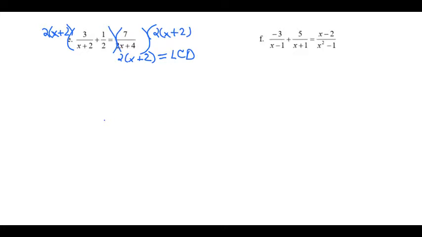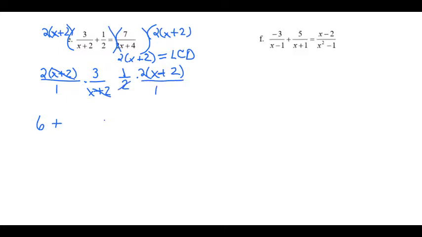All right, and so if we do the work down here, if I do 2 times x plus 2, and again, put it over 1 if it helps, times 3 over x plus 2. My x plus 2's will cancel, and I'll still multiply together the 2 and the 3, so it will give me 6. Plus, now I'm going to do 1/2 times 2 over x plus 2, or times x plus 2 over 1. My 2's will cancel out here, and I'm left with x plus 2.